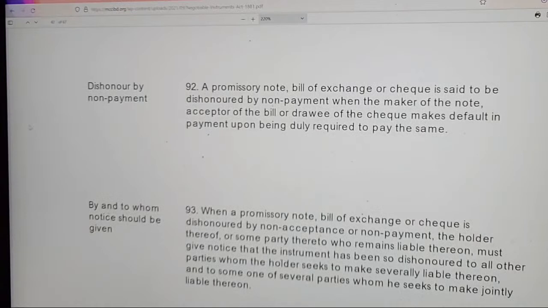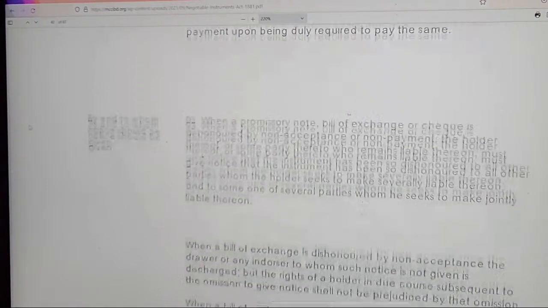Dishonor by non-payment. A promissory note, bill of exchange, or check is said to be dishonored by non-payment when the maker of the note, acceptor of the bill, or drawee of the check makes default in payment upon being duly required to pay the same.